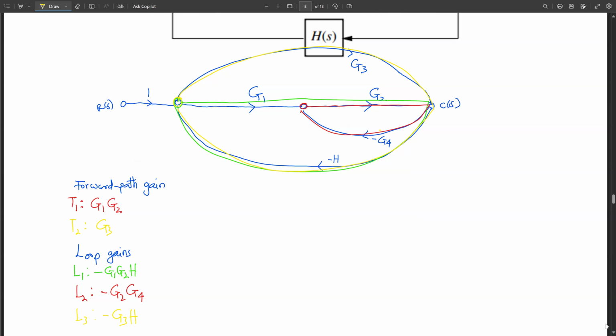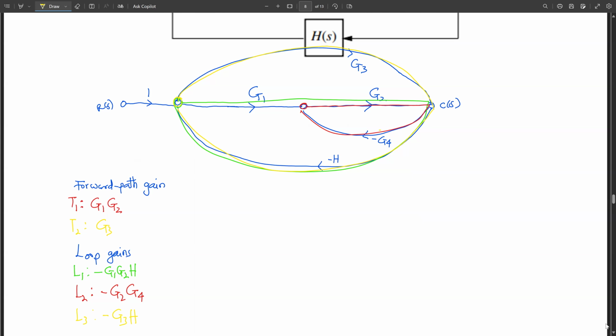Okay. So the next thing to find is to see if the loops are touching each other. And from the looks of things, every loop here shares a node. So this node here, the red loop has a node here, the green loop has a node here, and then the yellow loop too has a node here. So there's no way that we can have touching loops taking two at a time.